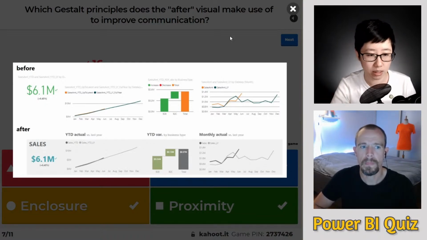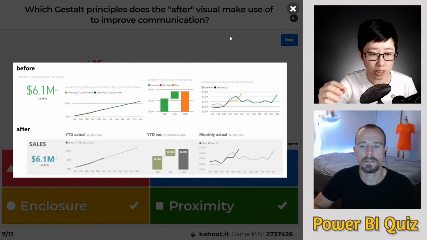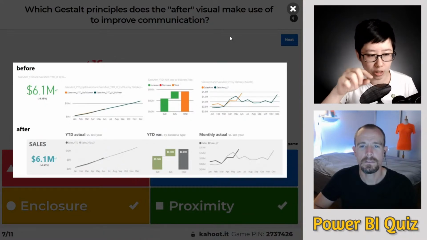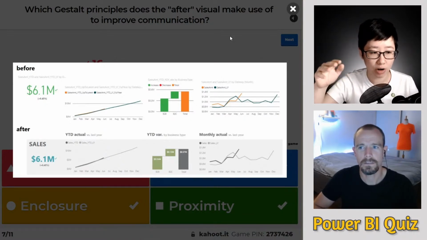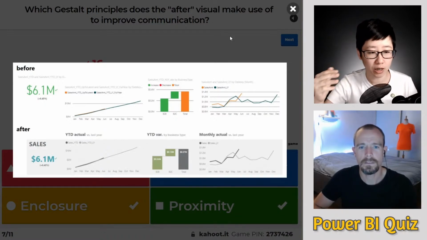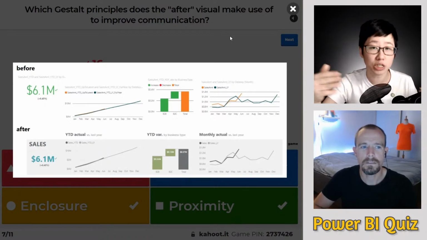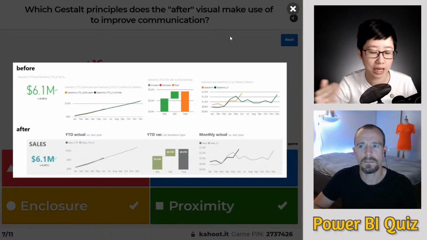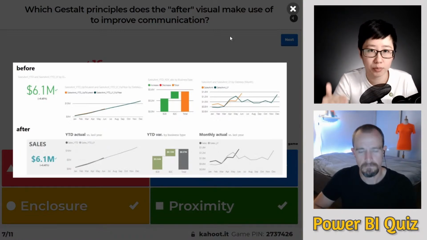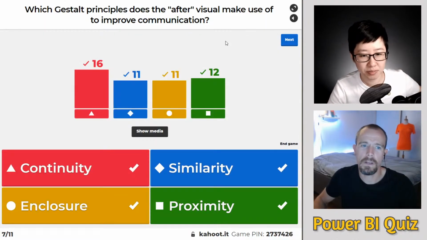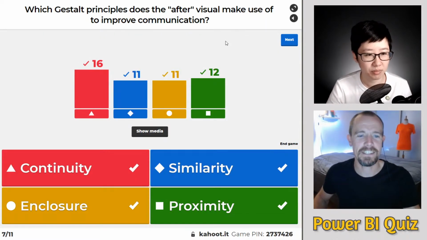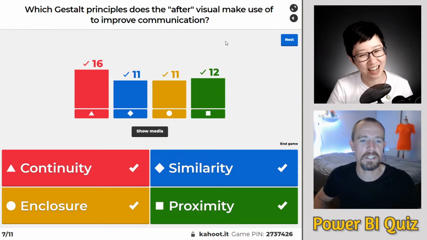The other one would be the chart titles like year-to-date actual, year-to-date variance, monthly actual. The fact that they are sitting right on top of the chart is using the idea of proximity to say, hey, I'm related, I'm explaining this particular chart.